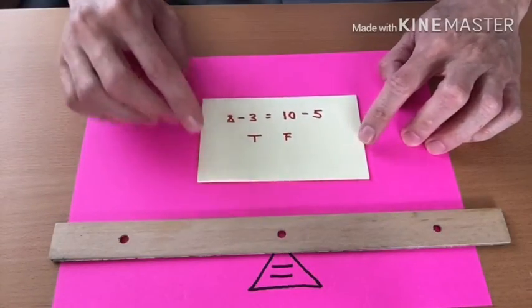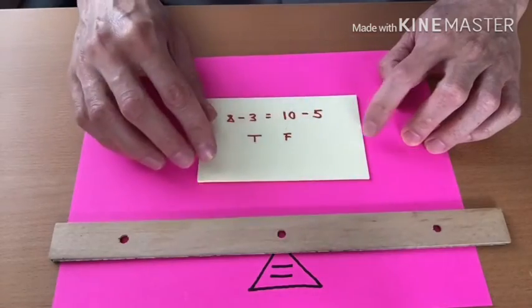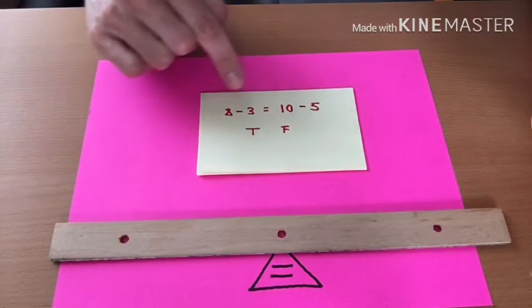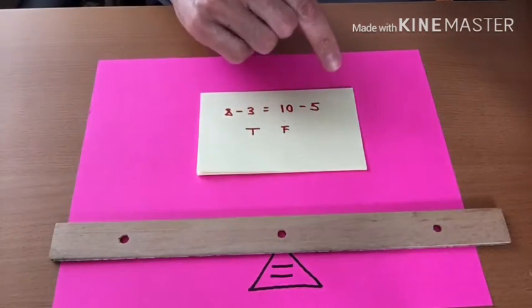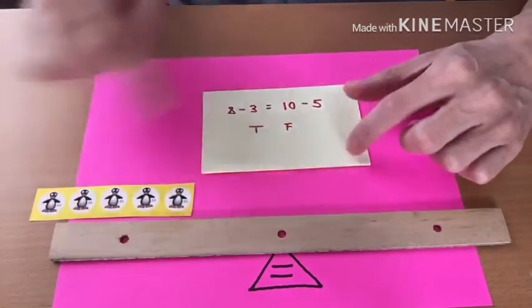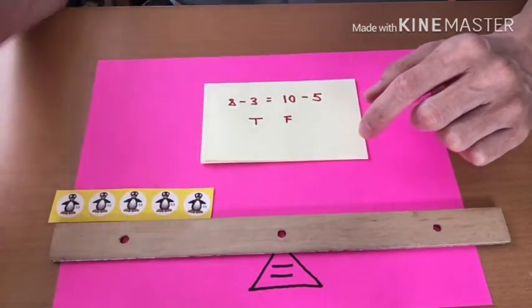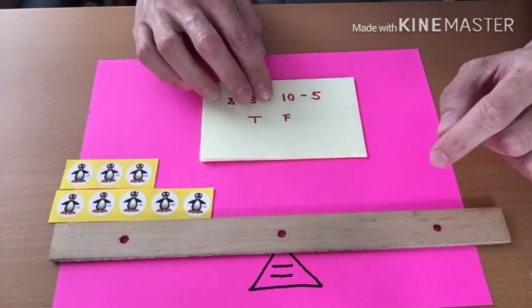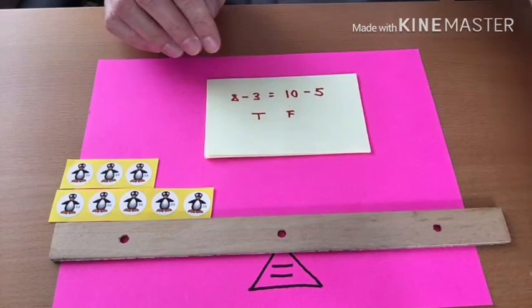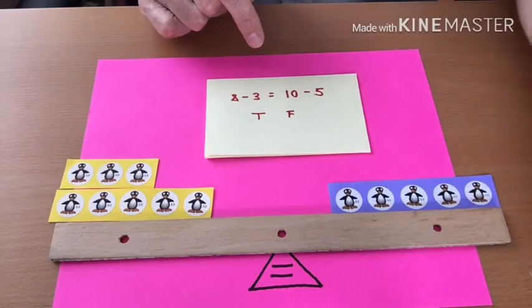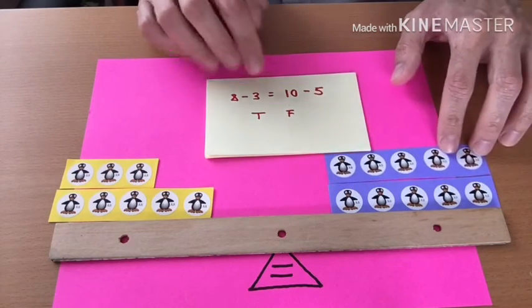And today we're going to solve for daily fluency an equation, more like the ones we were solving last week using the seesaw. So the problem is 8 minus 3 equals 10 minus 5. So let's bring in on the left side 8 penguins. So that's a row of 5. And then 3 more equals 8. And then on the right side, I'm going to need 10 penguins. So that's a row of 5. And here's my second row of 5.